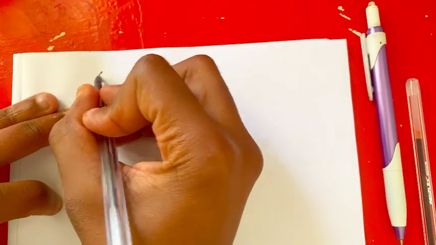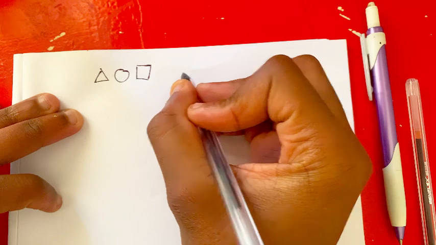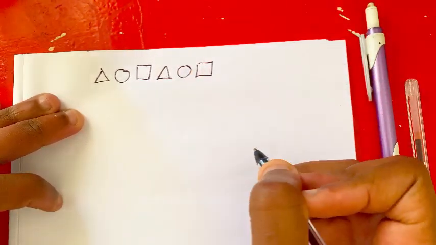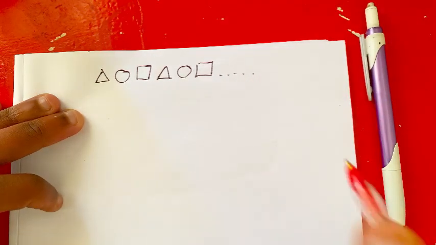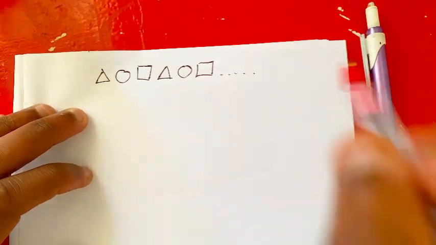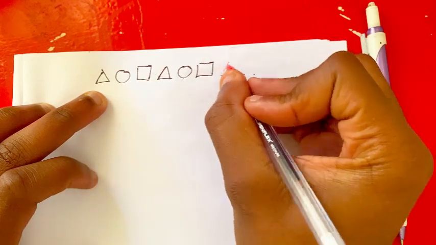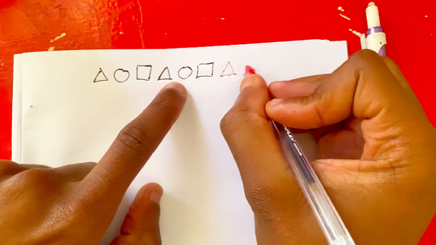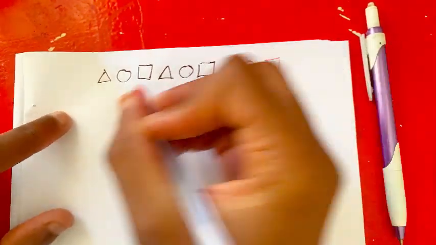If you have a triangle followed by a circle, then a square, then you have another triangle followed by a circle, then a square, and you are asked to continue this pattern. By looking at the order or the sequence in which the shapes occur, you can predict that the next one after the square is likely to be a triangle, and the next shape after the triangle is likely to be a circle, and that consecutive repetition is called a pattern.